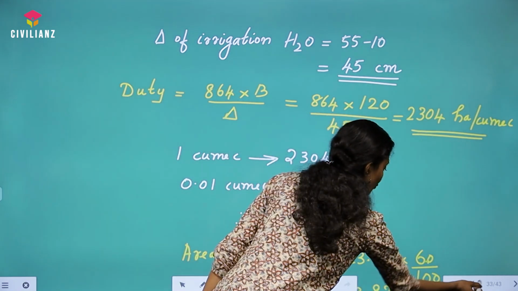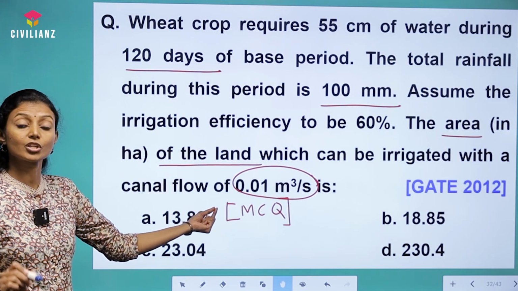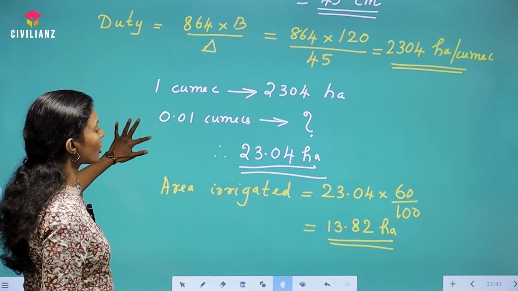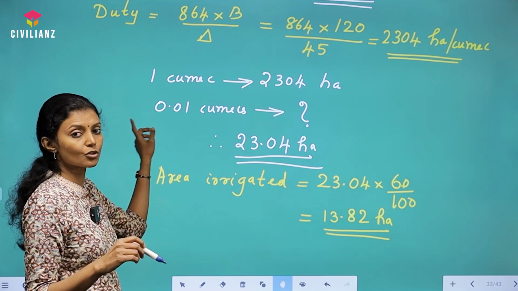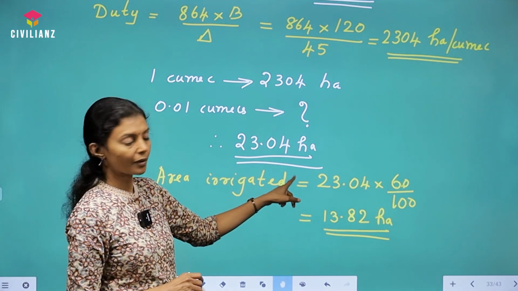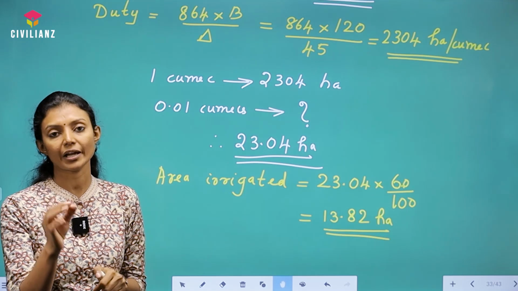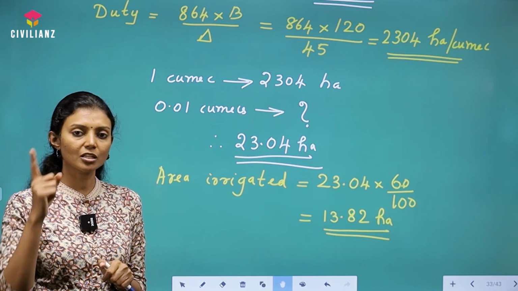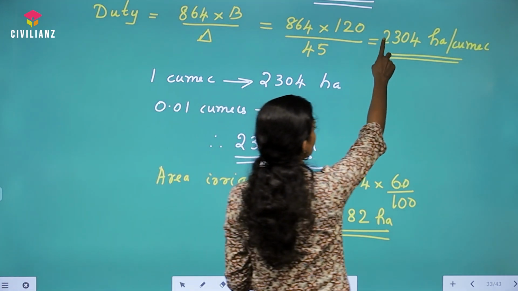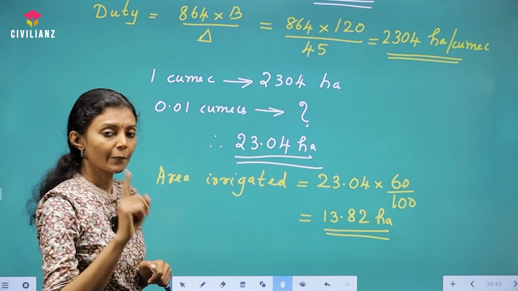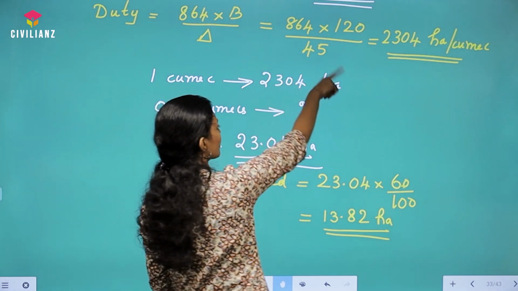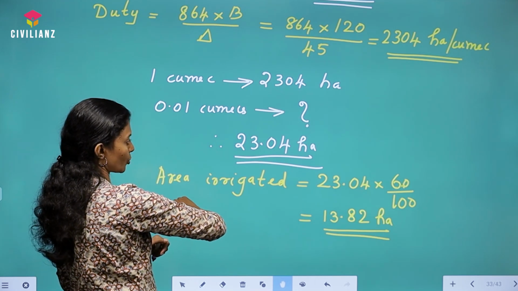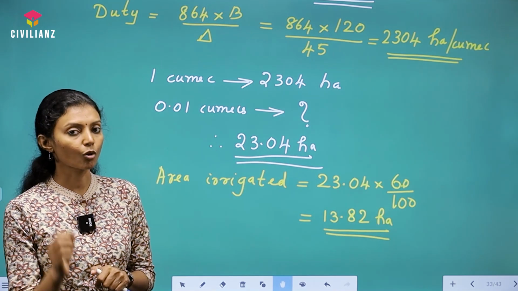But the question is, what is the area corresponding to 0.01 cubic? It is very easy. So, for a discharge of 0.01 cubics, what would be the area? 23.04 hectares. You got the concept? Duty means the total area which can be irrigated using 1 cubic. You got the answer as 2304 hectare per cubic. That means using 1 cubic, you can irrigate 2304 hectares. So that means using 0.01 cubics, you can irrigate 23.04 hectares.